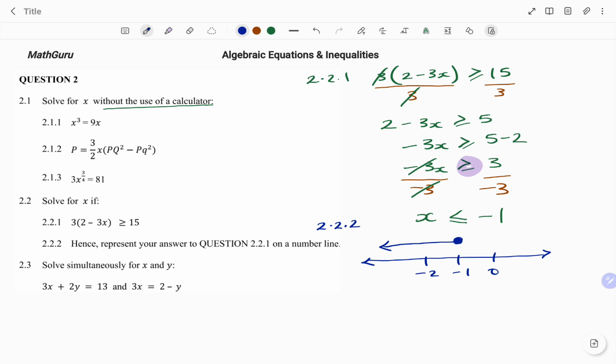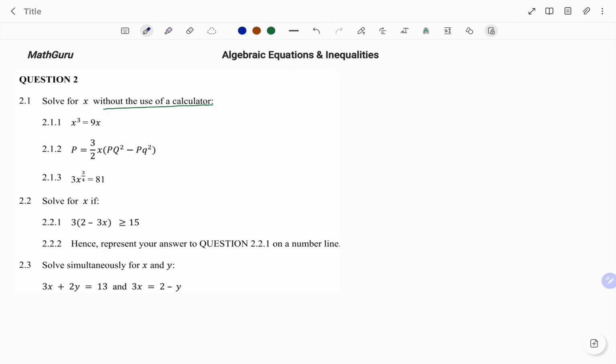The last part of the question is my simultaneous equation, solve for x and y. So starting with 3x plus 2y equals 13. That will be my first equation. The second equation says 3x equals 2 minus y. That will be my second equation. I'm going to use substitution method.